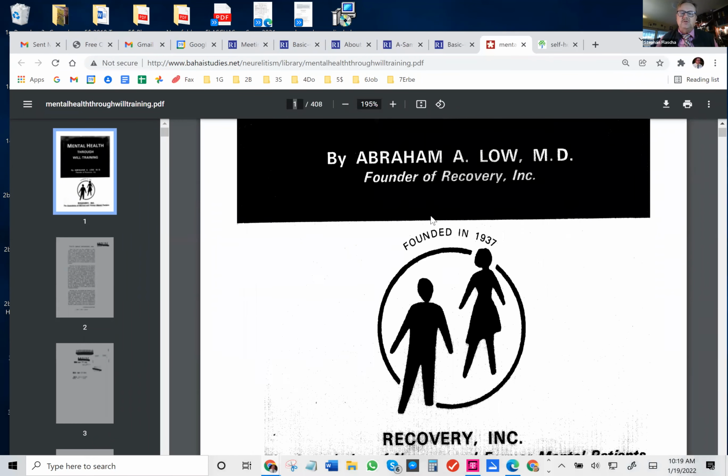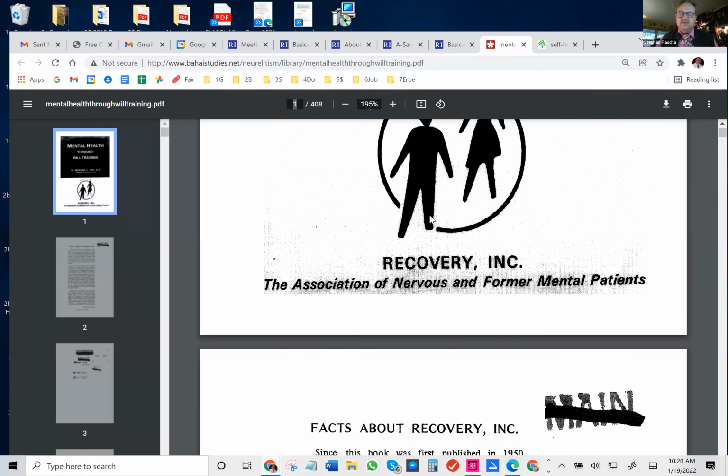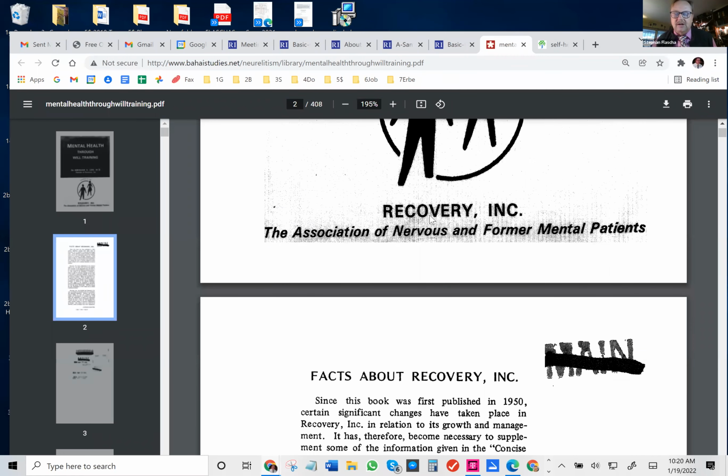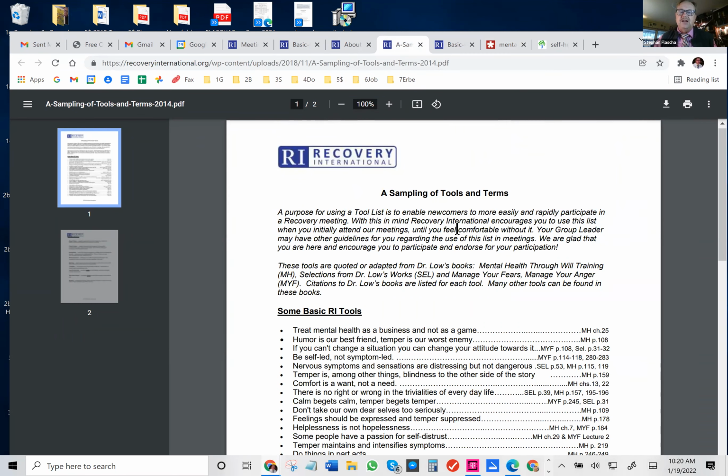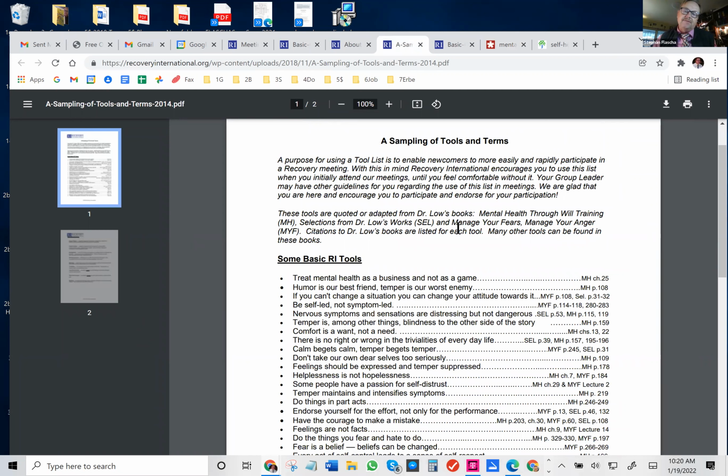As you can see, this is from the 50s, and the terminology used was from the early stages of cognitive behavioral therapy. The book is called Mental Health Through Will Training, which means you're supposed to train yourself through spots and exercises to control and manage your anger and your fears. Some of the spots you can see are affirmations in other groups: treat your mental health as a business, not as a game, and to feel uncomfortable is not dangerous.